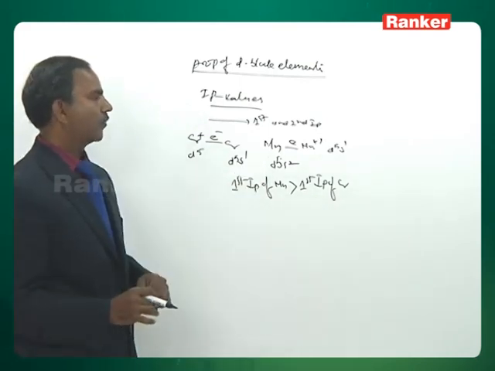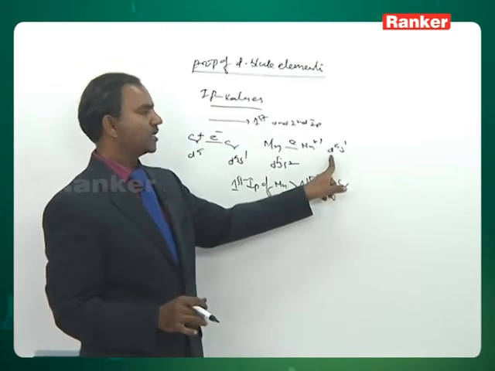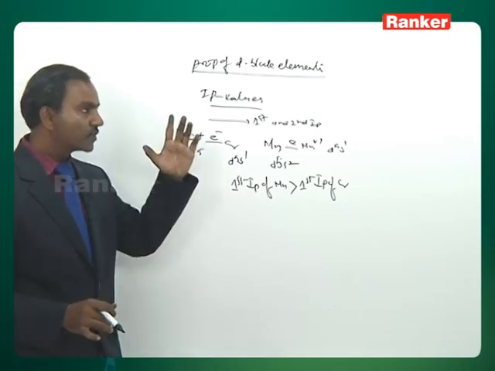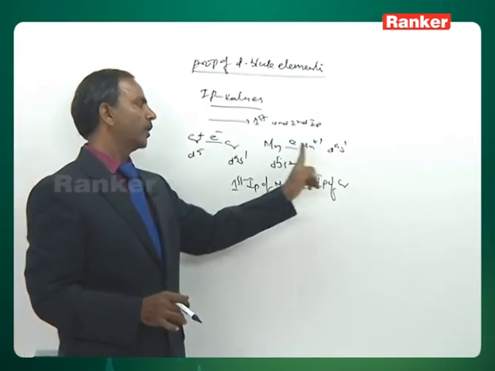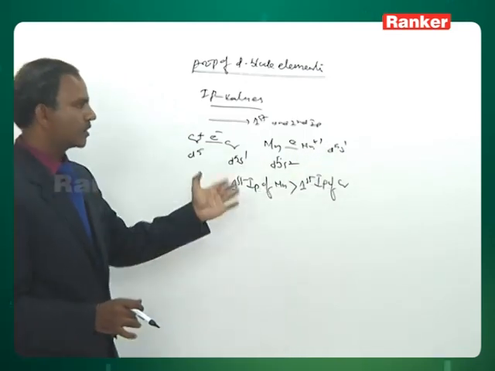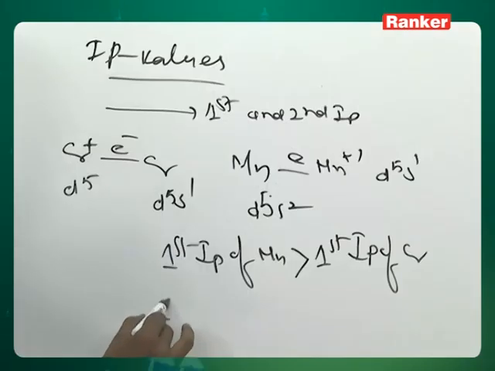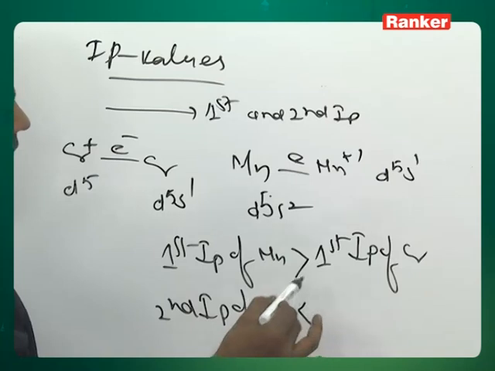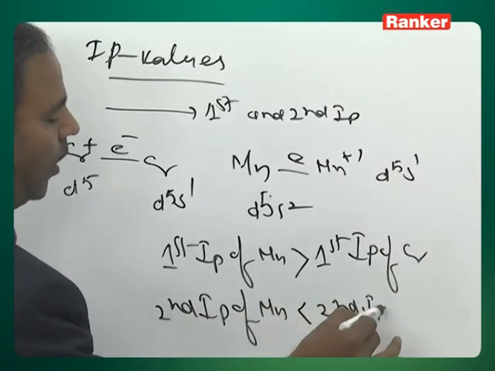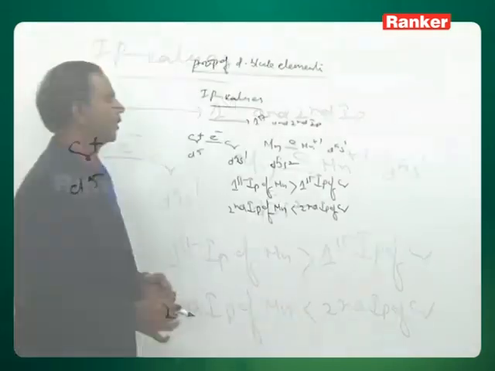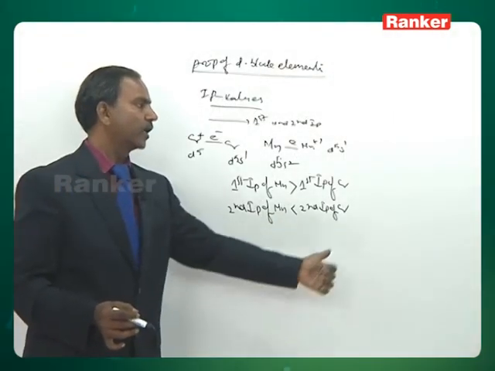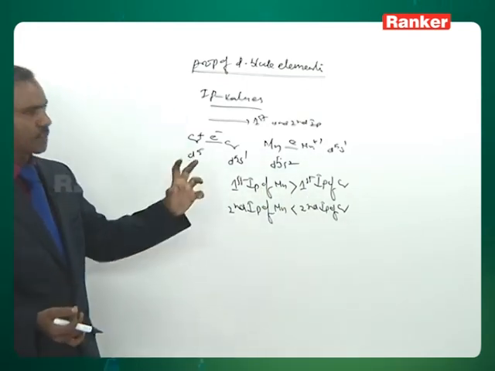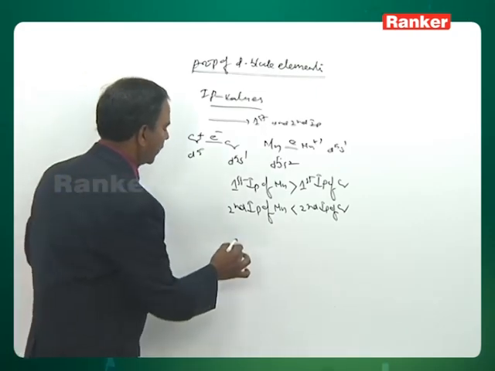Next, after the removal of one electron from manganese and chromium, manganese is having d5s1, chromium is having d5s0. So the removal of the second electron from chromium is difficult, but you can easily remove an electron from s1. The same statement I write like this. Look at the board. Second IP of manganese is less than second IP of chromium, but first IP of manganese is greater than first IP of chromium.